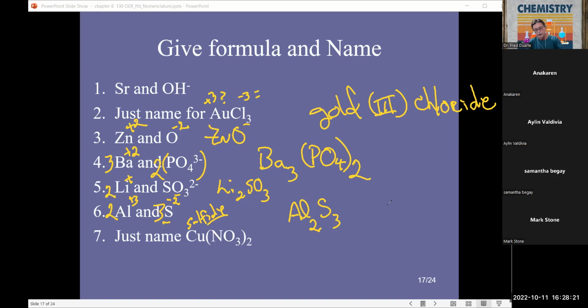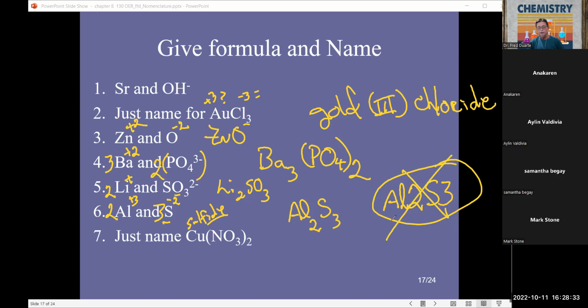It would be incorrect, with respect to writing the correct formula, to write it as Al, and then a 2, and then the sulfur, and then the 3. I have no idea what that is, but that is not the correct formula for aluminum sulfide. It's got to be the subscript. Remember, the subscript tells us how many of those atoms we need. The superscript tells us their respective oxidation number.